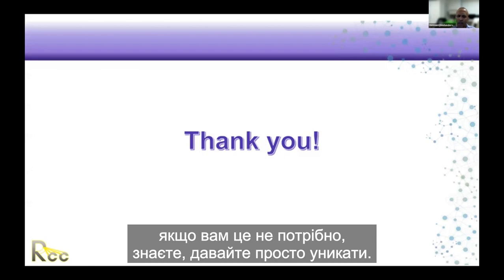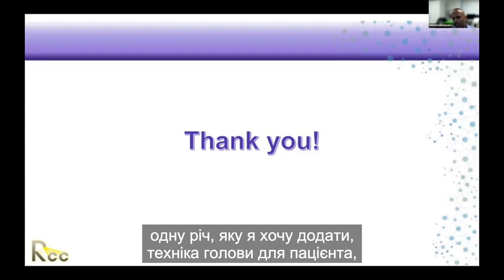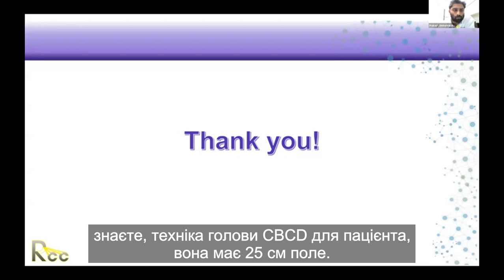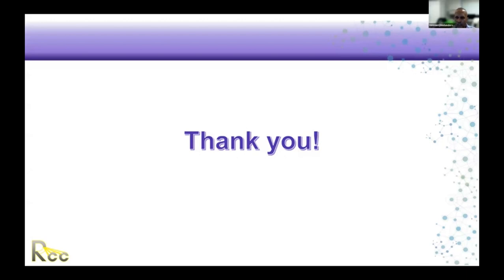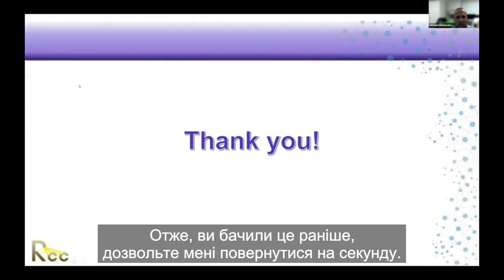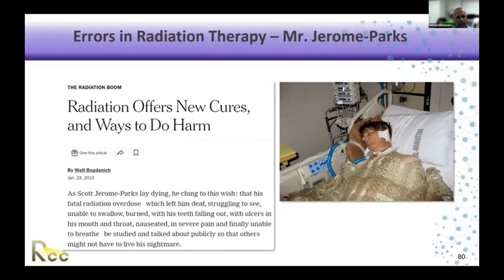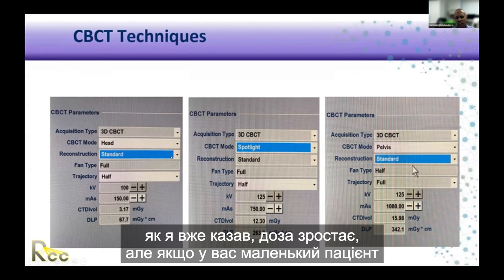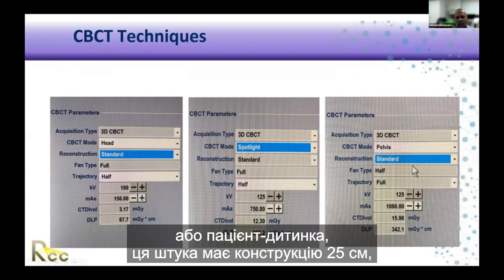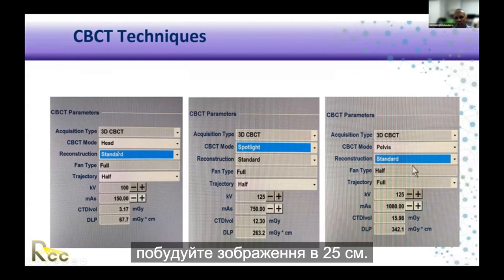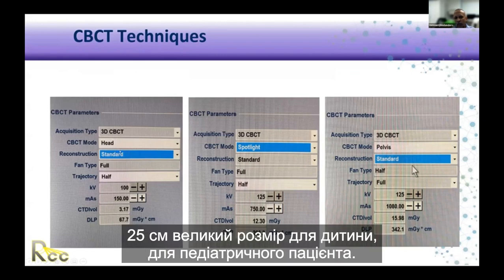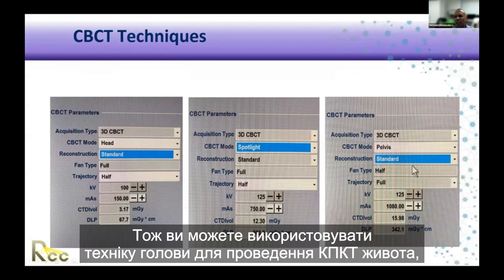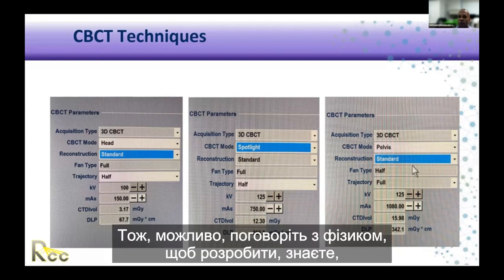One thing I want to add: the CBCT head technique for a patient has a reconstruction field of 25 cm. Let me go back for a second. Compared to this, if you do thoracic or pelvis, the dose goes high. But if you have a small patient or a pediatric patient, the image is reconstructed into 25 cm, and 25 cm is big enough for a child. So you can actually use the head technique to do a CBCT for the abdomen or pelvis.